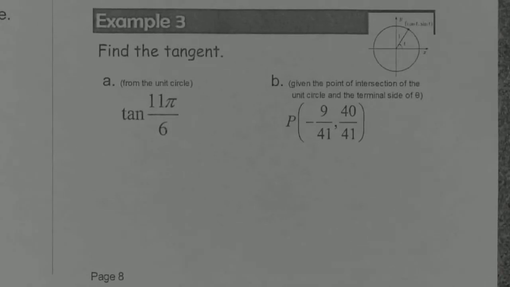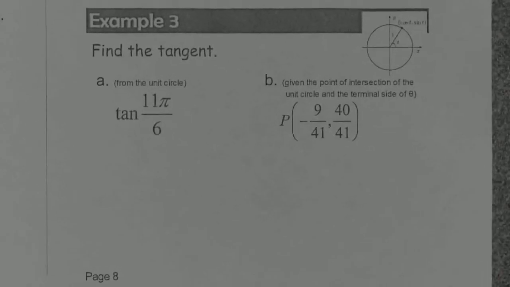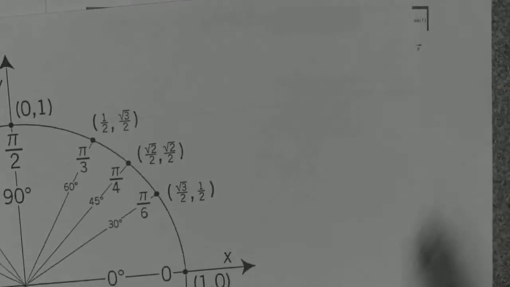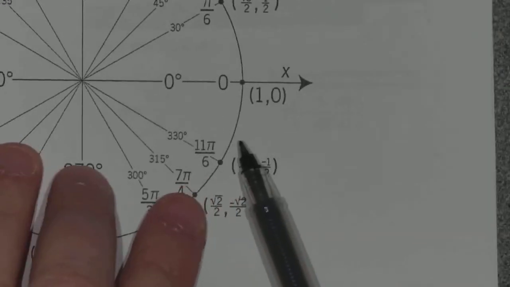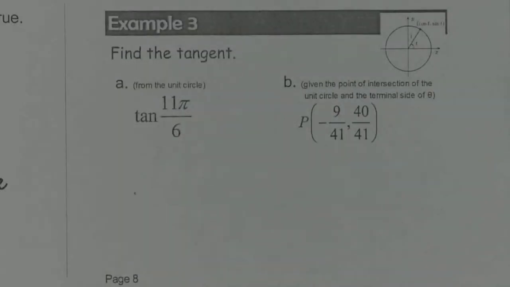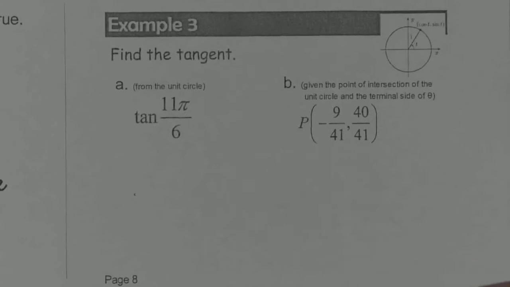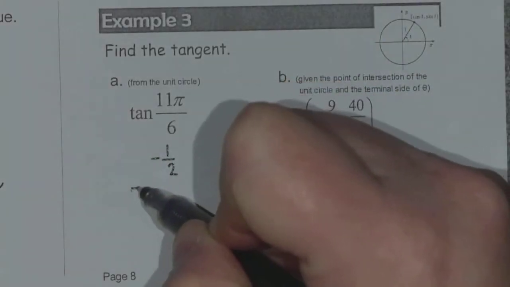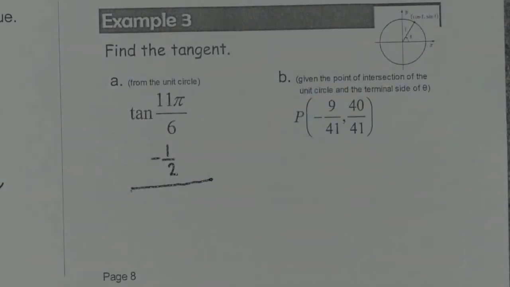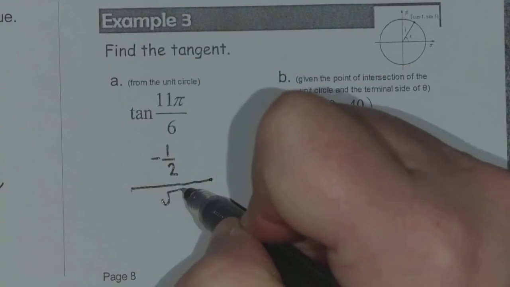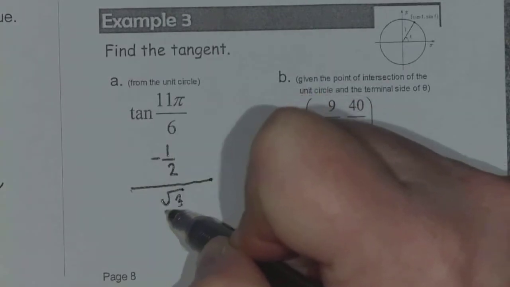We're going to find the tangent of 11 pi over 6. So go to your unit circle and find 11 pi over 6. It's right here. Quadrant 4. So the tangent is your y over your x value. So your y value is negative 1/2, and your cosine value is the square root of 3 over 2.